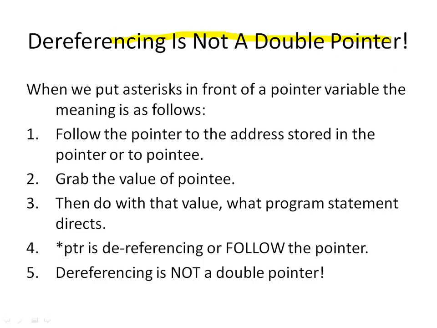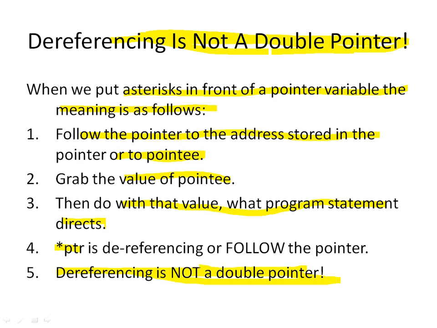Understand, dereferencing is not a double pointer. Okay? When we put an asterisk in front of a pointer variable, the meaning is as follows. I'm repeating myself here. Follow the pointer to the address stored in the pointer, or to the pointee. Grab the value of the pointee. With that value, we do whatever the program statement directs us to do. For example, in the previous case, it directed us to output it to the console. So star ptr or asterisk ptr is dereferencing, or follow the pointer. Dereferencing is not a double pointer.